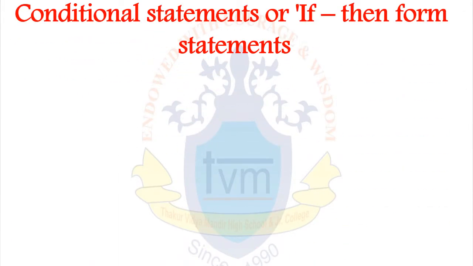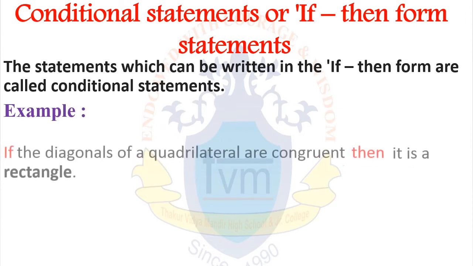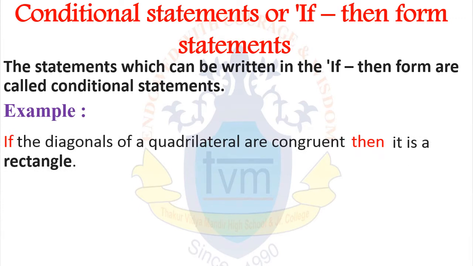What are conditional statements or if-then form statements? The statements which can be written in the if-then form are called conditional statements. We will try to understand conditional statements with the help of an example. Here we have the statement, if the diagonals of a quadrilateral are congruent, then it is a rectangle. You can see that this statement contains two words, if and then. Therefore this statement is called an if-then form statement. It is also known as a conditional statement.